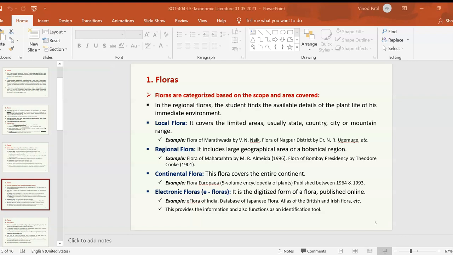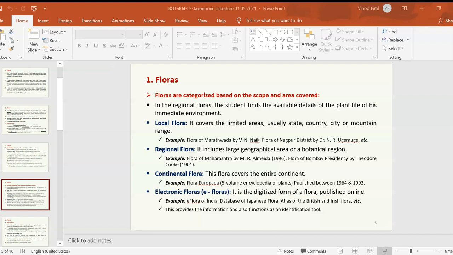Now local, regional, after these two types of floras, we can move on to the continental flora. This covers almost the entire continent. For example, Flora Europaea. This is one, Flora Europaea. It's a 5-volume encyclopedia of plants published by the European nations. So this is called the continental flora.